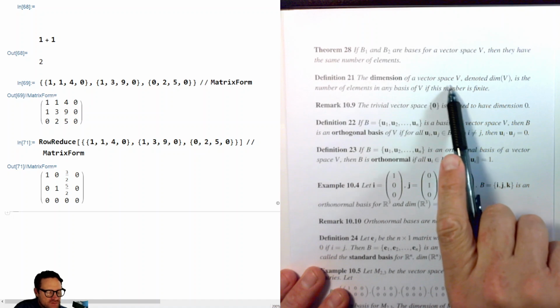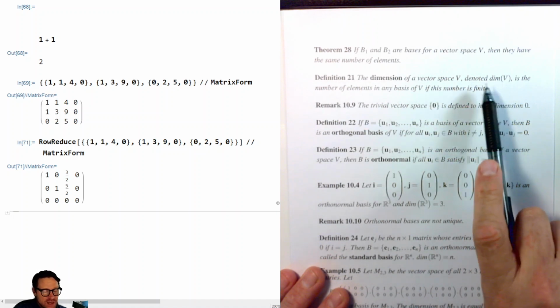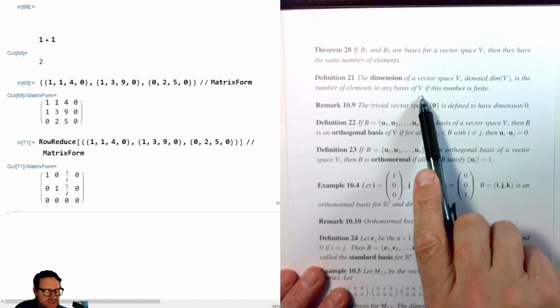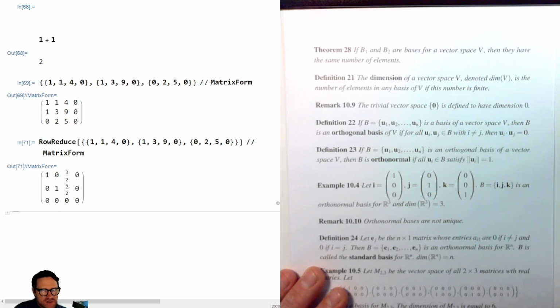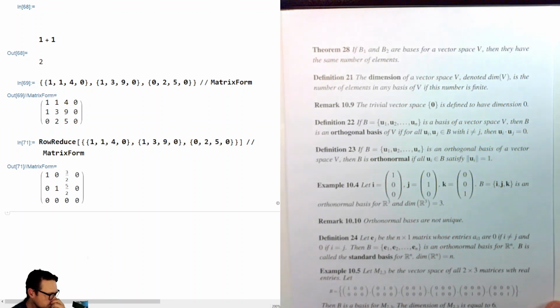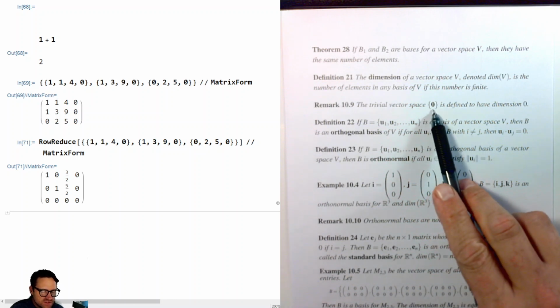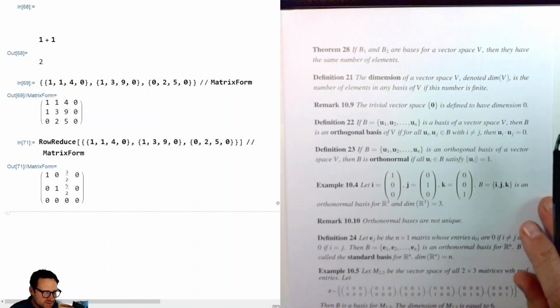The dimension of a vector space V, denoted dim of V, is the number of elements in any basis of V if this number is finite. So there are some vector spaces that do not have a finite dimension. Okay, the trivial vector space, the vector space just containing the zero vector, is defined to have dimension 0.